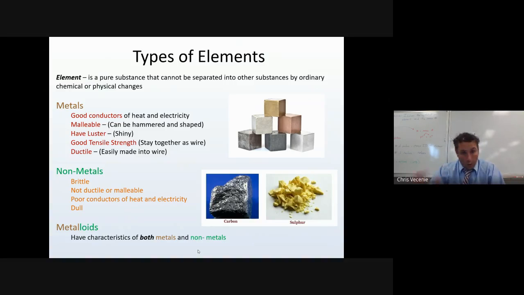Non-metals basically are the opposite. What's the opposite of being a good conductor? It's being a bad conductor of heat and electricity. What's the opposite of being able to be hammered and shaped? I hit it with a hammer and it shatters. That's known as being brittle. What's the opposite of ductile and good tensile strength? It's non-ductile and bad tensile strength.